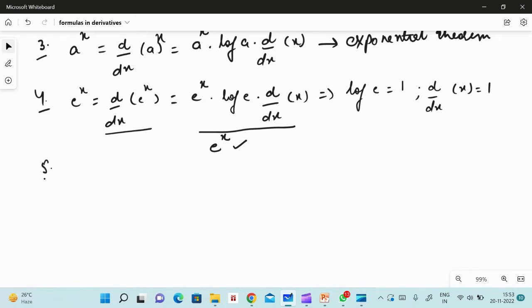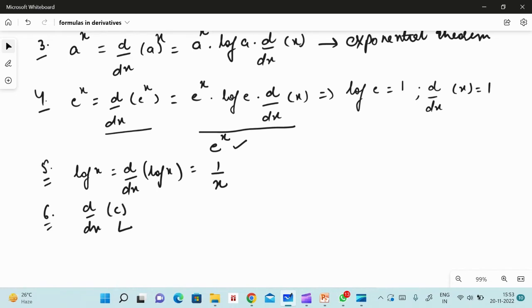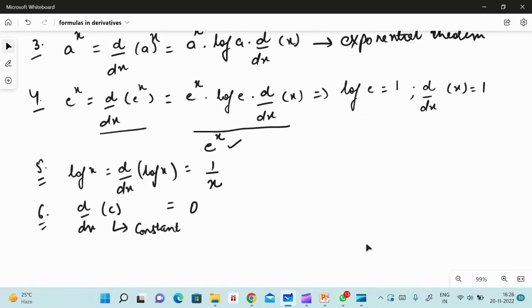Okay, next is the derivative of log x. Okay, so derivative of log x is equal to 1 by x. Clear? And next is the derivative of some constant value, where c is taken as a constant. So in that case, every constant value has zero derivative. Now let's do some practical questions using these basic formulas.